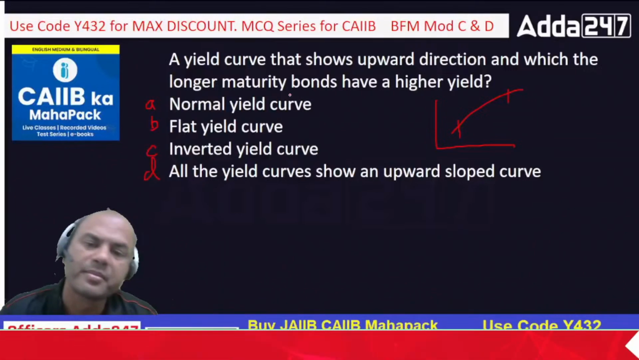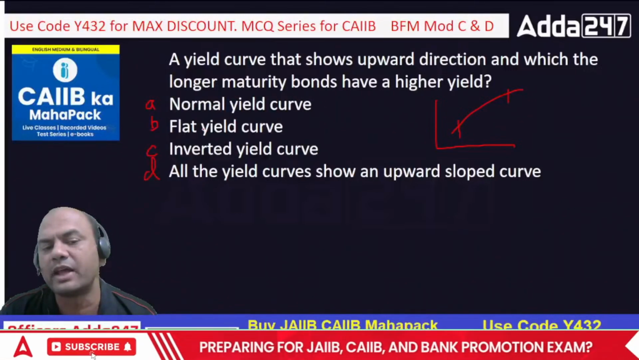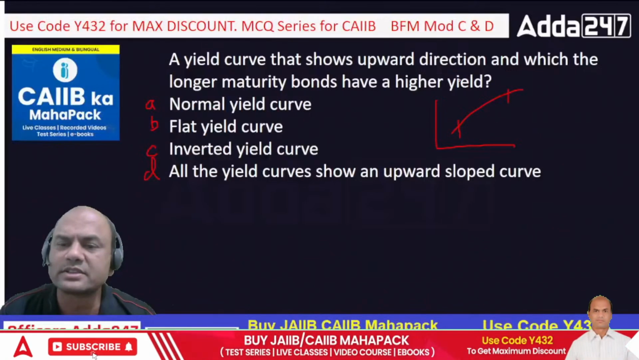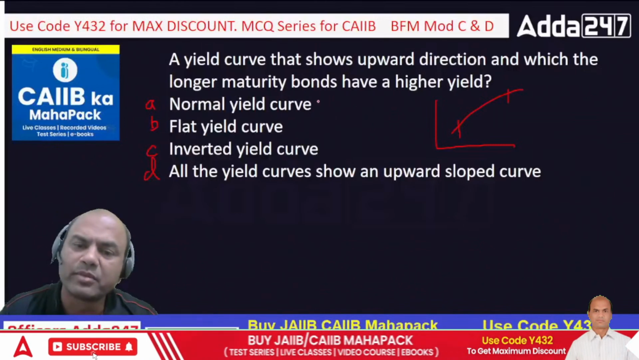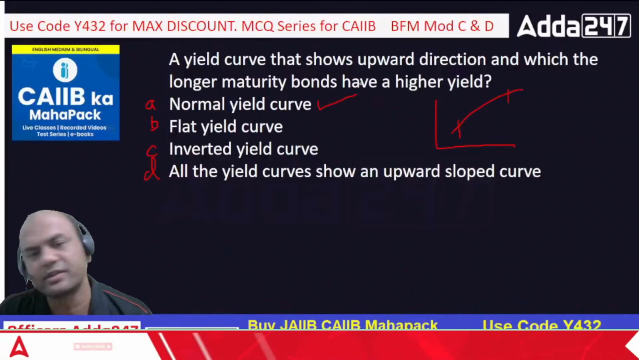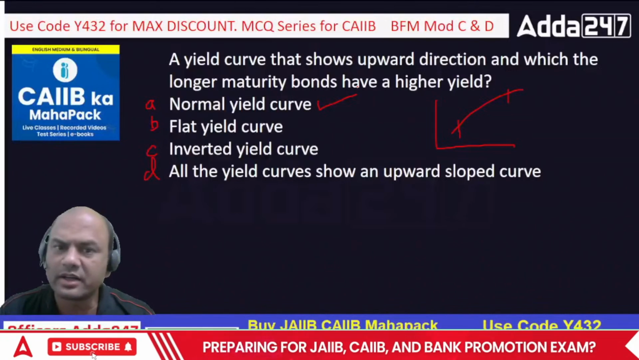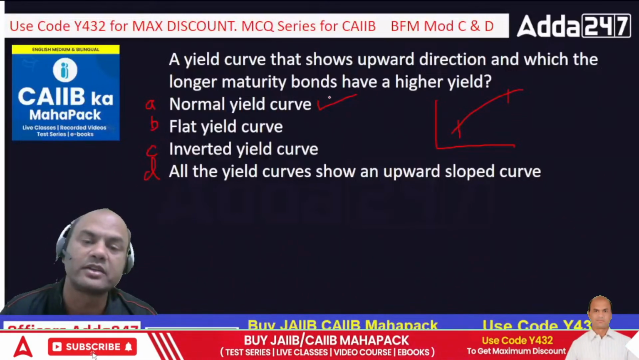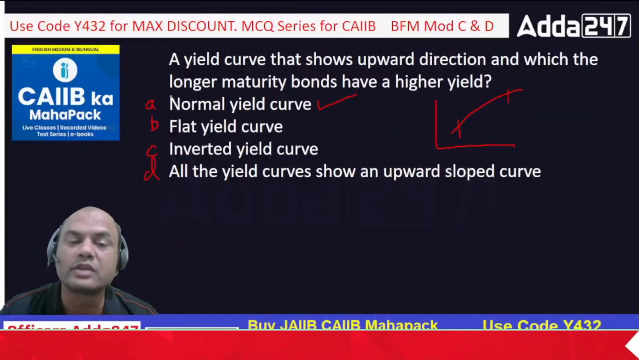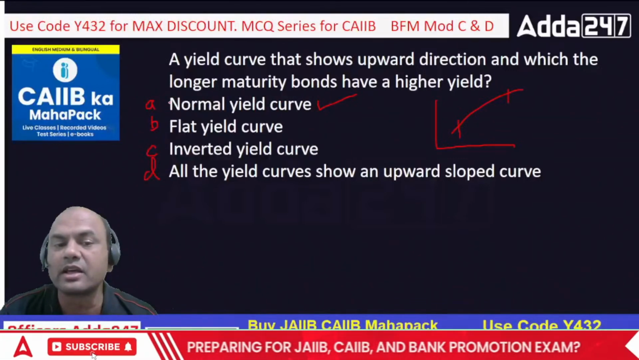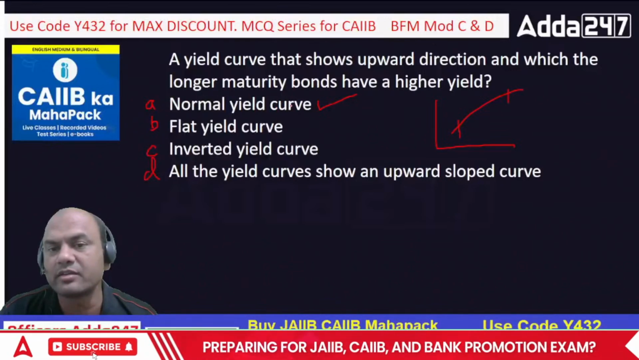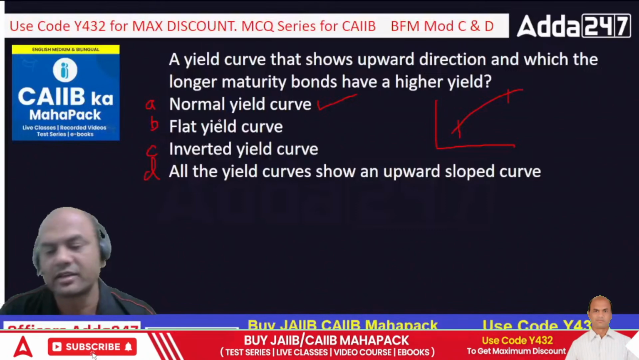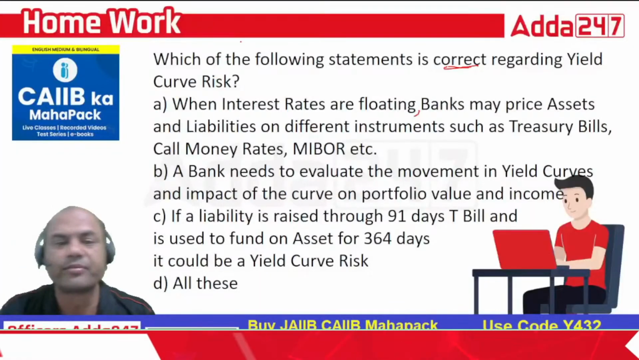What is this? Normal, flat, inverted, or all? It is obviously normal, isn't it? Simple one. Got it? Clear? Move on. Understood everyone? Type yes in the comment section if you have understood. Also type the answers. Normal yield curve. Have you got this, option A, everyone? The answer is A, not flat. Correct?